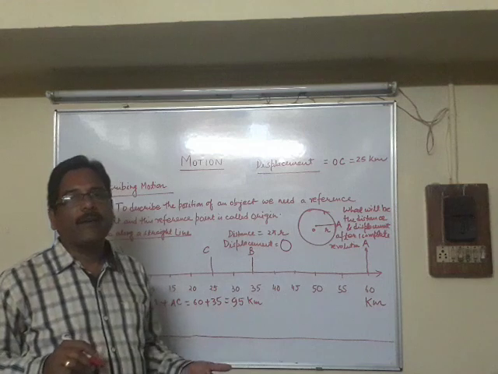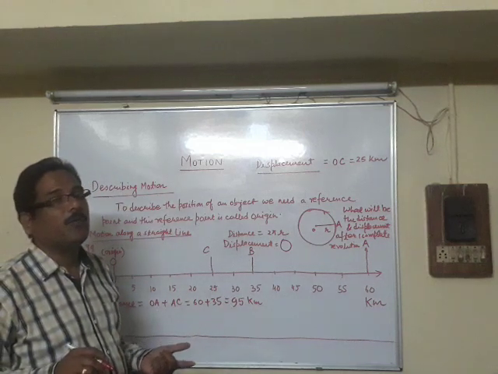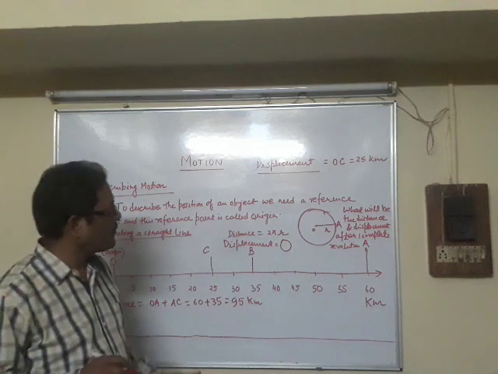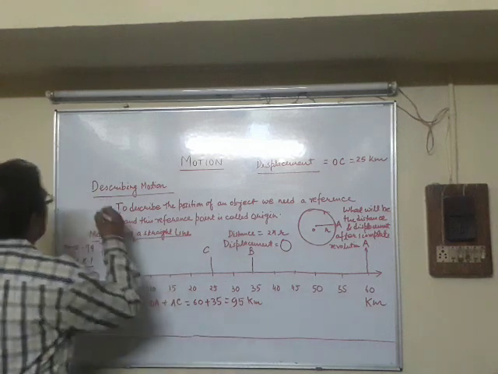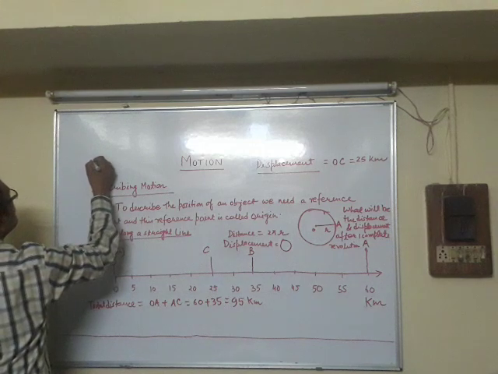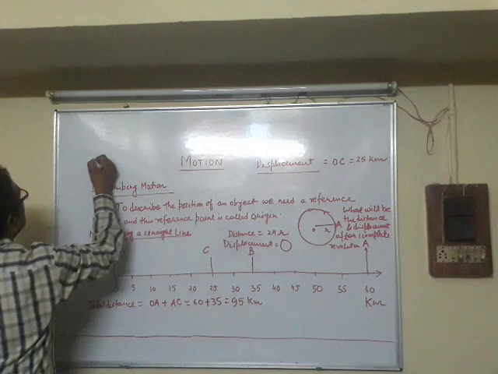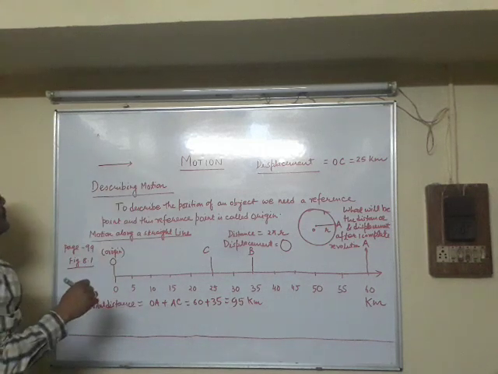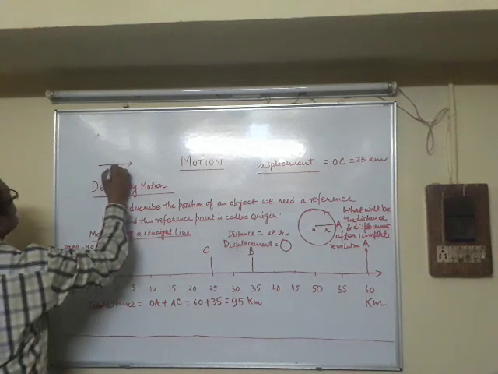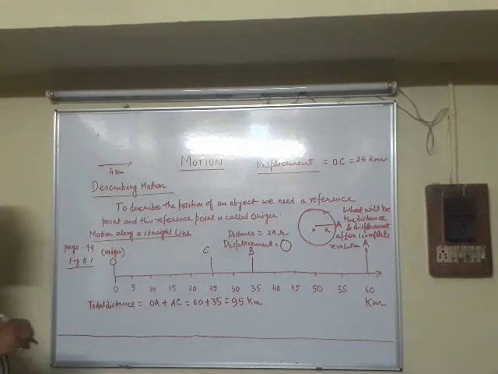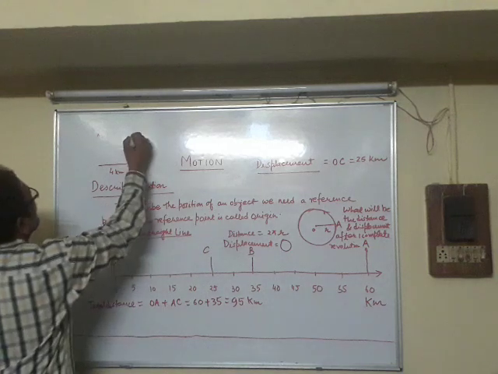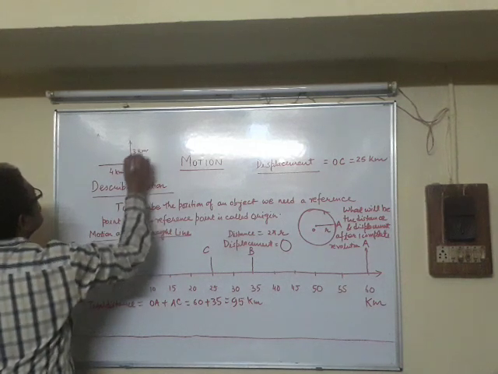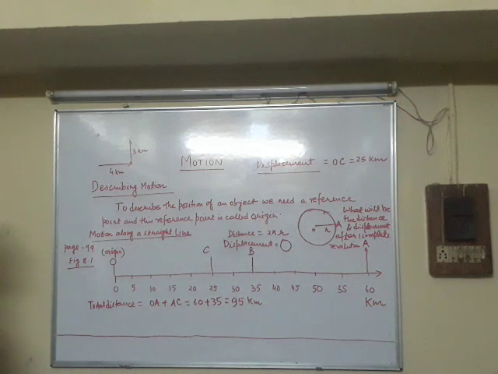So in this type you will get different types of questions. Suppose an object is moving in a circular path, and what will be the distance and displacement when it completes half a round? Then you can also get a question that someone is moving towards the east direction. He has covered a distance of 4 kilometers towards east. Then he takes a right turn and moves 3 kilometers towards north. And you have to calculate the distance and displacement.